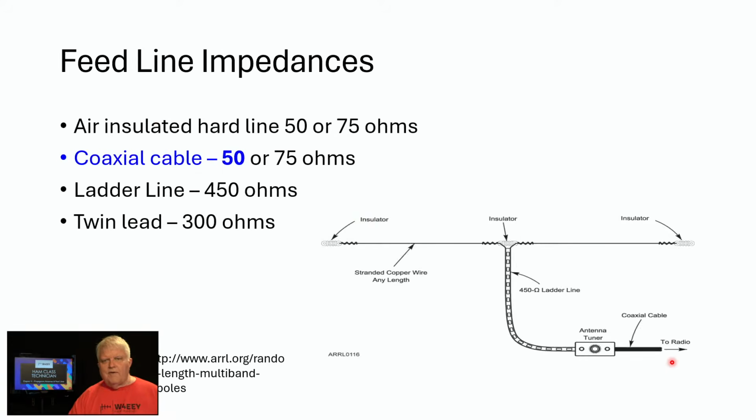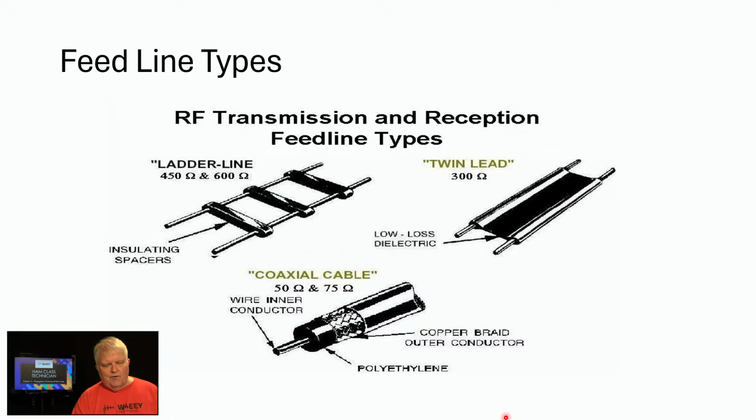So again, we talked about feed line impedances. Coaxial cable, the most common, is 50 ohms. This is ladder line, kind of looks like the old TV twin lead with two parallel conductors going out flat to an antenna in this case, and feeding the antenna that way. Feed line types are a coaxial cable, like you might have for your cable TV, but we also use it in ham radio for transmission line. Flat twin lead, and then flat ladder line.